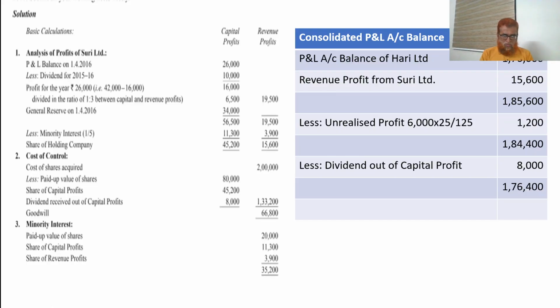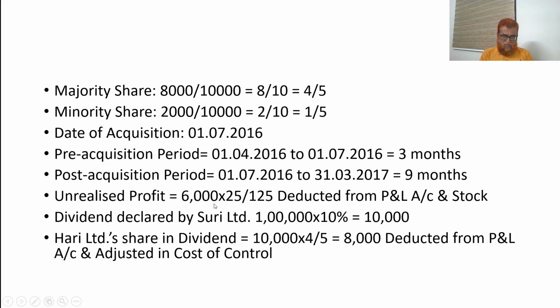From this you deduct this 80,000. And we should also deduct the majority share in the capital profit, 45,200. That is also deducted. Then we should also deduct the majority share in the dividend received from the subsidiary company, that is 8,000. That is what we have done here. This calculation, 8,000.